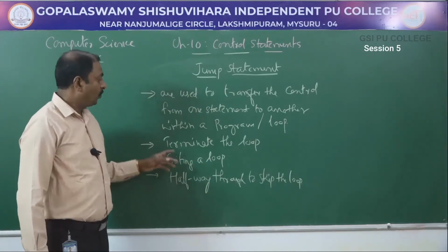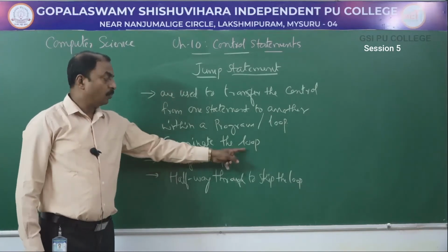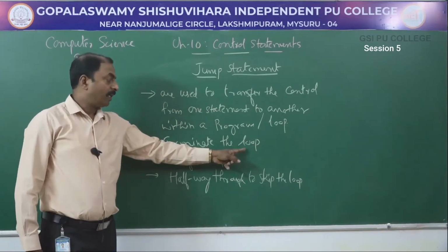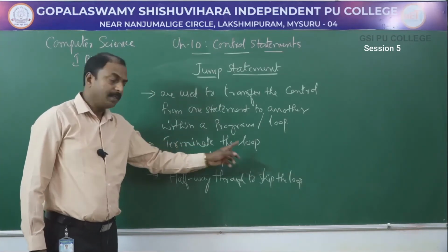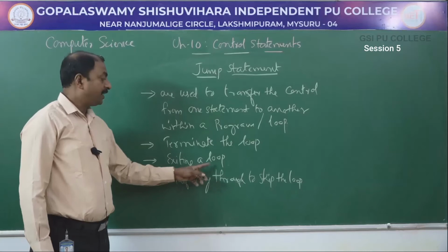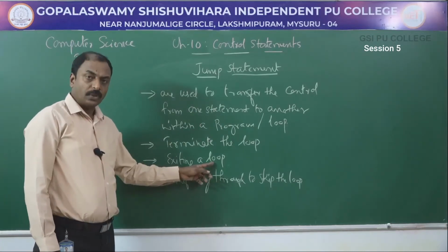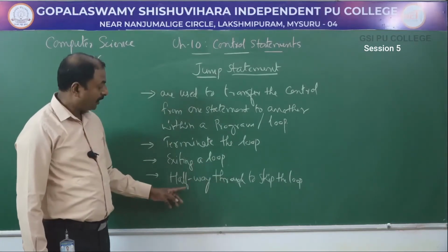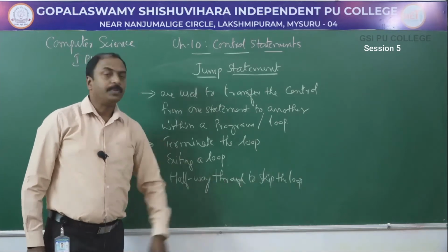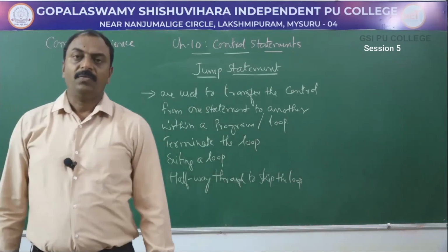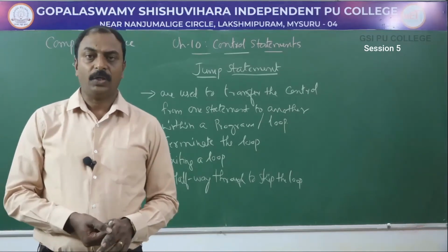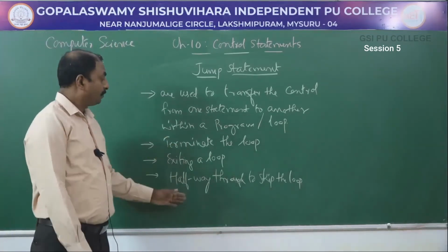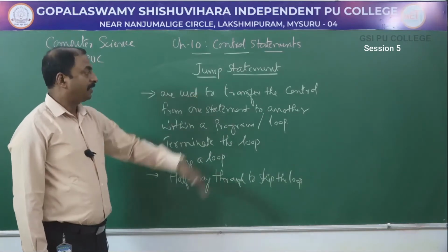So within a loop, we can make use of jump statements in 3 different methods. One is to terminate the loop in between, or we can stop executing the loop. Second one is exiting a loop or coming out of the loop. And the last point is, halfway through, to skip the loop, or in between we can stop executing the rest of the statements within a loop. So these are all the purposes of using jump statements.